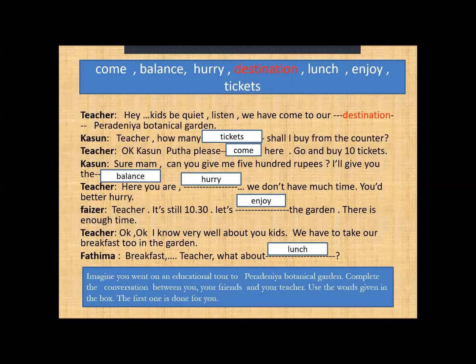හොඳයි මේවා තමයි correct answers. Tickets, come, balance, hurry, enjoy, lunch. Then children, now you have to check your answers. See whether you got all the answers correct. If you got all the answers correct, you have scored 5 out of 5. Very good. Right. Now let me continue.